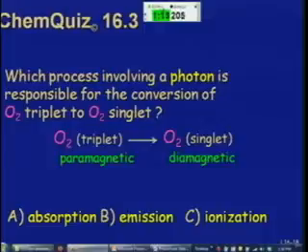So what's the structure of oxygen? Oxygen is this here, okay? And so what does it do? And it takes up energy. What could it do? How would it take up energy?